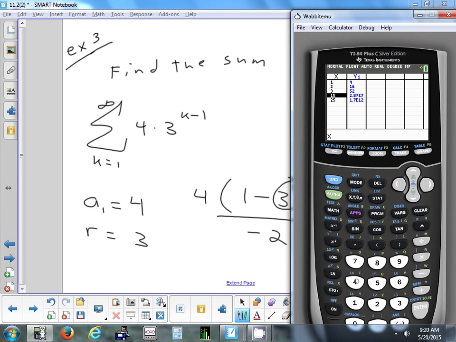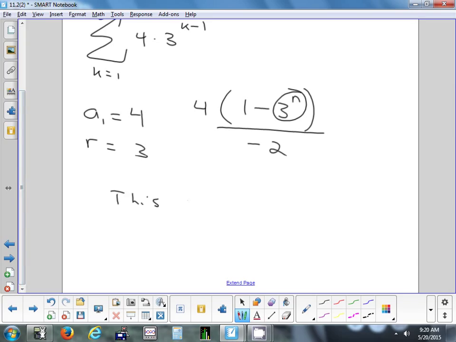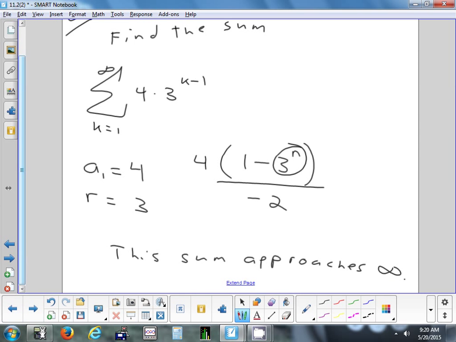All right, so it's growing very quickly, and it doesn't look like it's approaching a number. If you go to the 10th partial sum, it's not converging. All right, so this sum is divergent. Okay, it doesn't add up to anything. So the sum approaches infinity. Okay, and I think I have the name for that on the next page. Okay, so this sum approaches infinity.